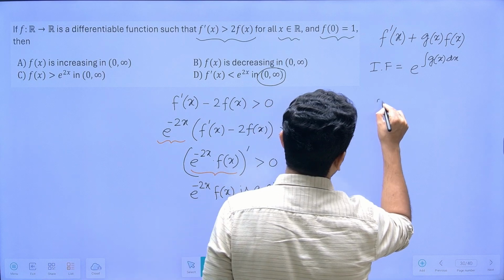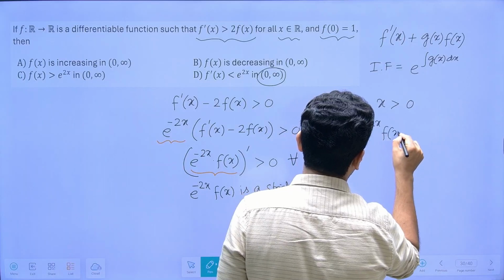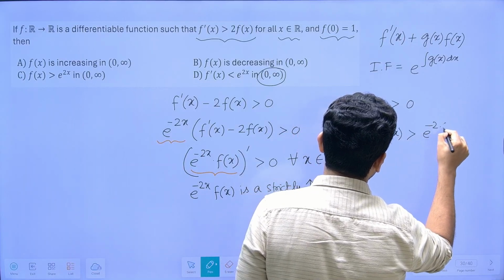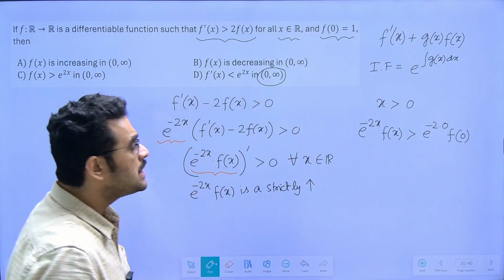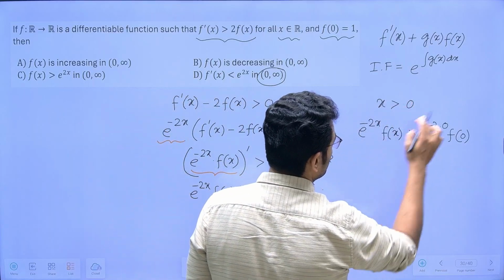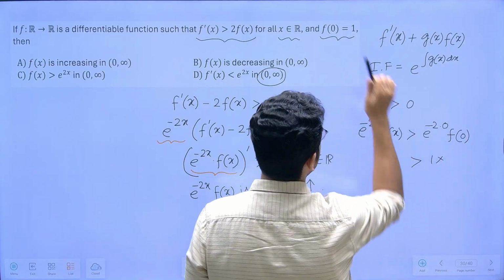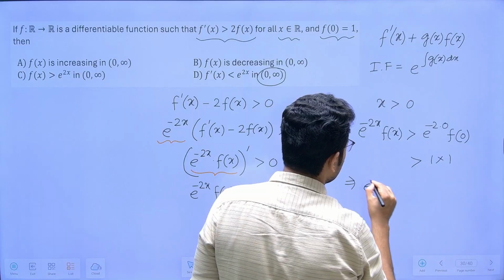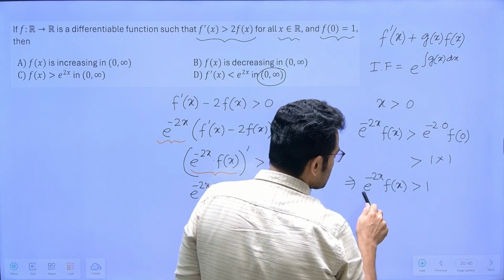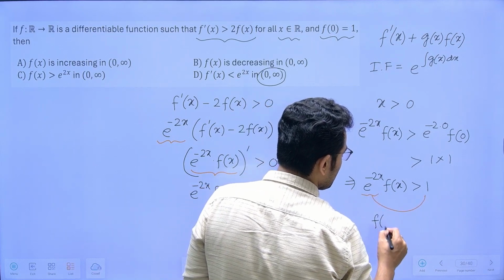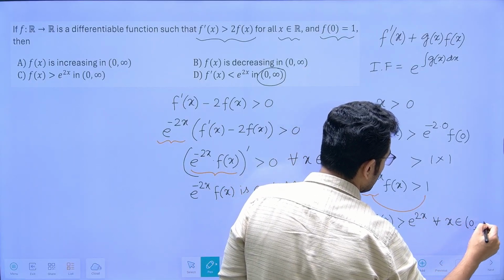If I consider x is greater than 0, then we can say e to the power minus 2x f(x) should be greater than e to the power minus 2 into 0 into f(0), because e to the power minus 2x into f(x) is an increasing function. So if x is greater than 0, then this should be greater than this. What is the value of this? This is e to the power 0, 1 into f(0). f(0) is also 1. So from here we can say e to the power minus 2x into f(x) is greater than 1. Now transferring this factor on this side, we can say f(x) is greater than e to the power 2x for all x belongs to 0 to infinity.